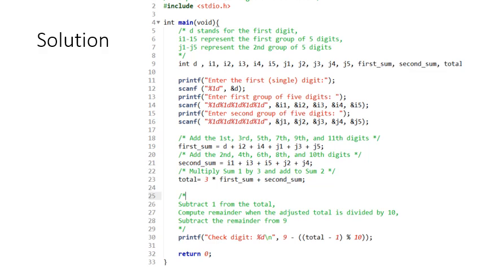We add the first, third, 5th, 7th, 9th, and 11th digits, and then for the second sum, the second, 4th, 6th, 8th, and 10th digits. This is in line 21. And then for the total, we multiply the sum 1 by 3. So 3 times the first sum and added to the second sum. And lastly, we will be subtracting 1 from the total and compute the remainder when the adjusted total is divided by 10, and we subtract the remainder from 9. So that will be your check digit.